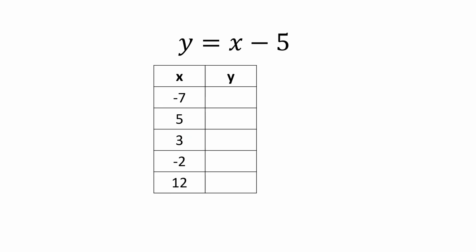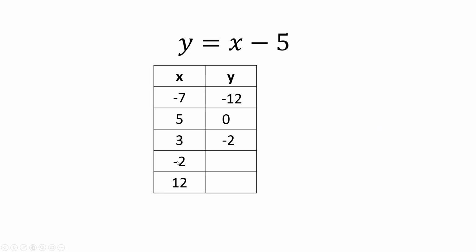Here's one where you have x minus 5. So you're taking your x value and subtracting 5. So when x is -7, you subtract 5 from it, you get -12. When x is 5, you do 5 minus 5. When x is 3, 3 minus 5 gives you -2.